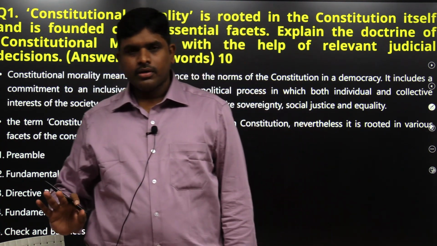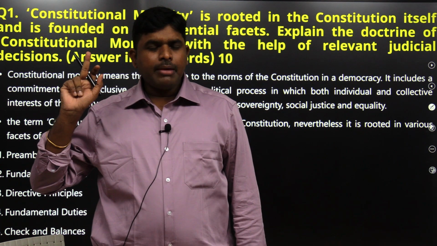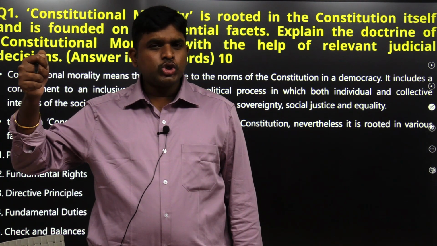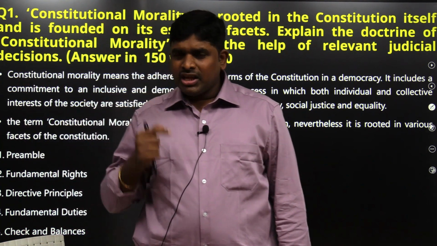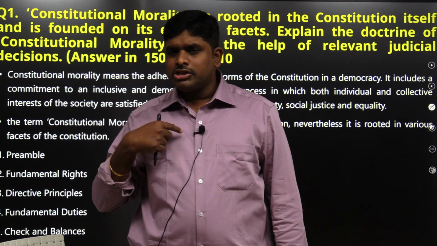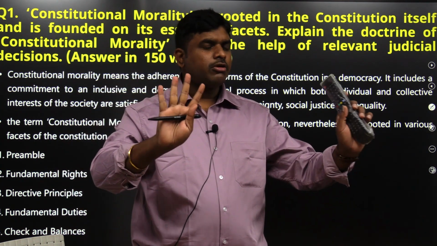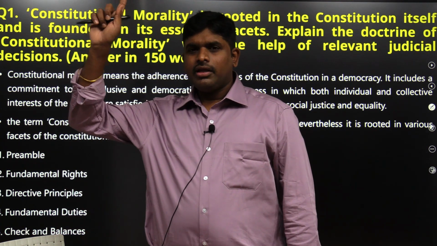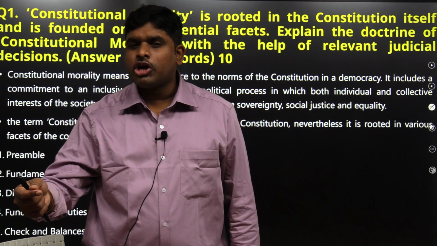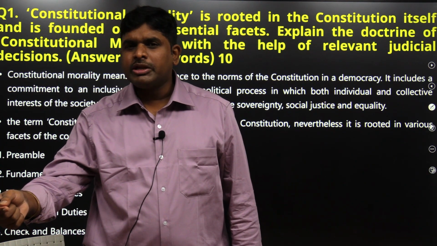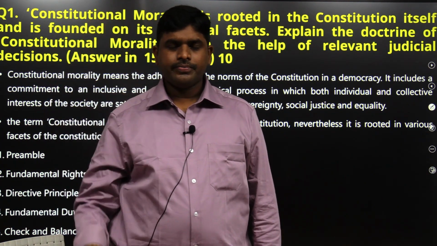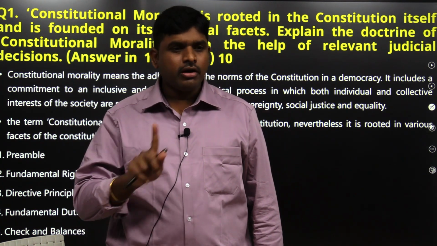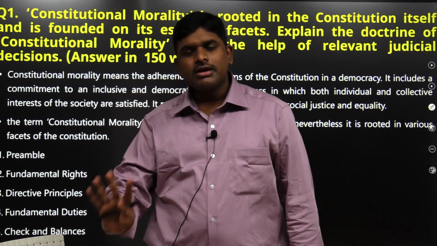For example, in the preamble you have sovereignty, democracy, republic, fraternity, justice: social, political, economic justice. So whether these all are implemented at the individual level, whether these all are implemented at the collective level or not, the question is about this. At the collective level, whether the governments are implementing fundamental rights or not, whether the government is implementing directive principles of state policy or not. At the individual level, every individual has fundamental duties; whether everyone is doing his duty or not. That is constitutional morality.